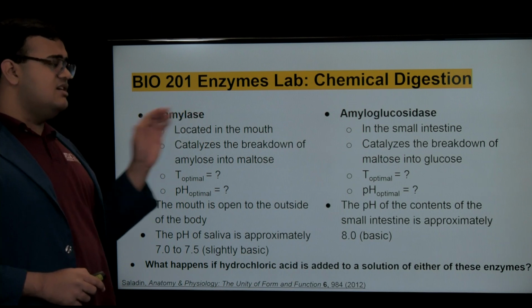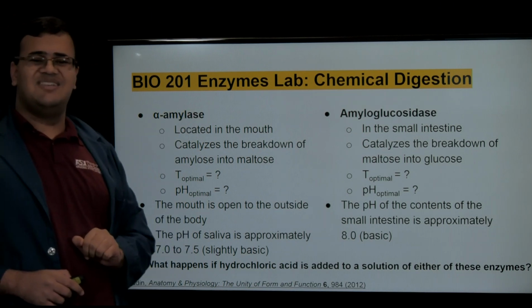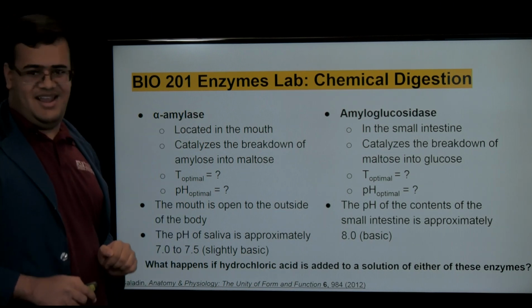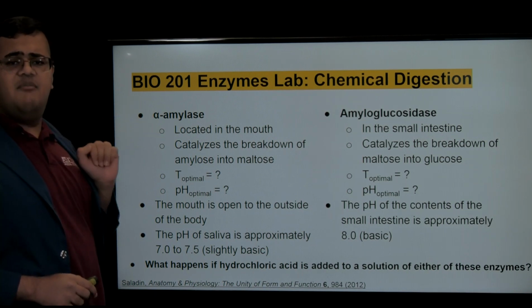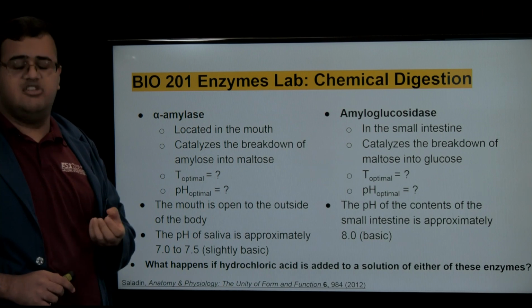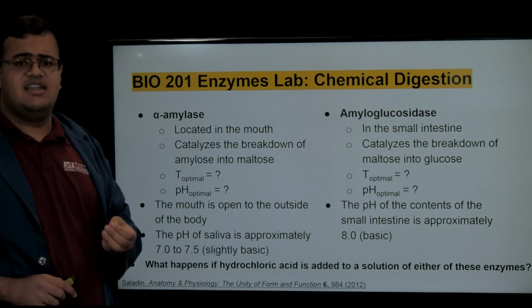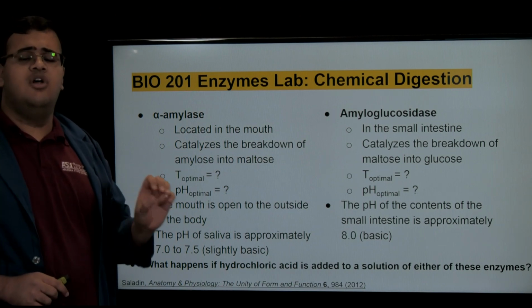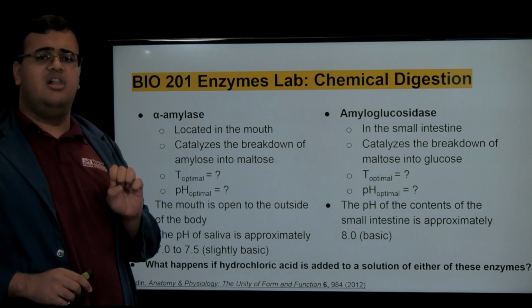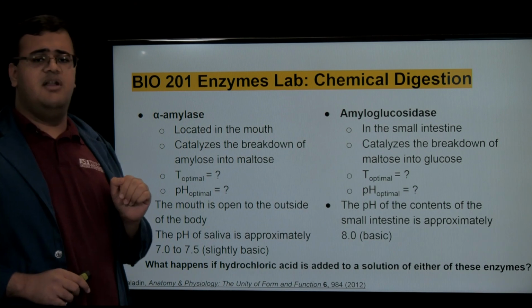So we have our two enzymes here, alpha amylase and amyloglucosidase. Now we're not in the lab anymore, we're in the body. So alpha amylase is located in the mouth, and it catalyzes the breakdown of amylose into maltose. Remember that catabolic reaction. Maltose is glucose bonded to glucose, and then amylose is this long branched starch molecule that has all of these glucose monomers in it.